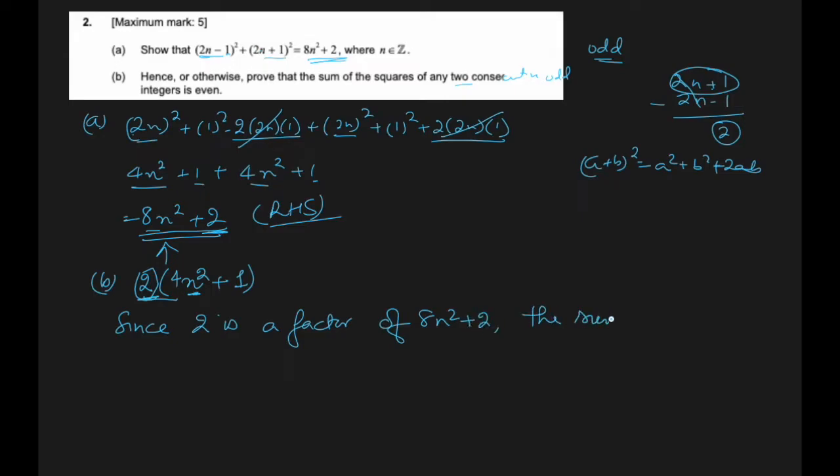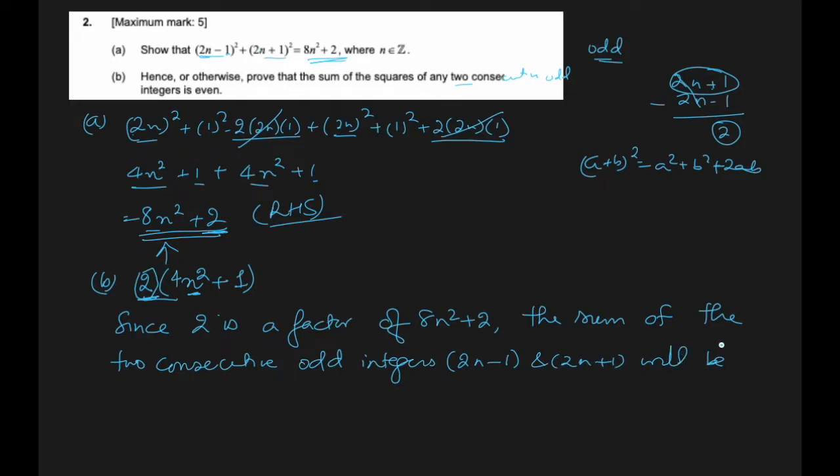the sum of the two consecutive odd integers 2n minus 1 and 2n plus 1 will be divisible by 2, hence an even integer.